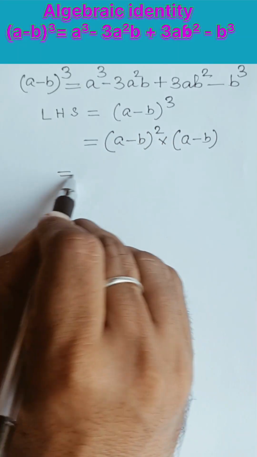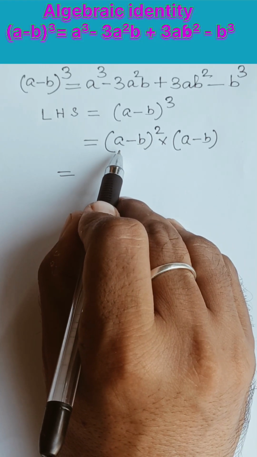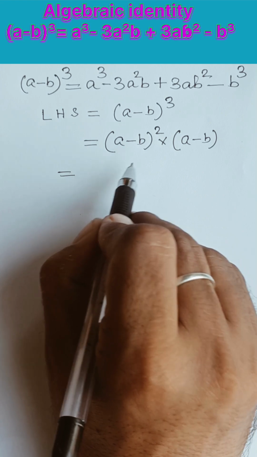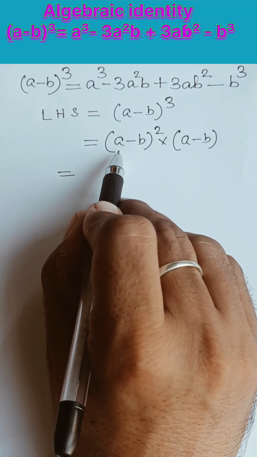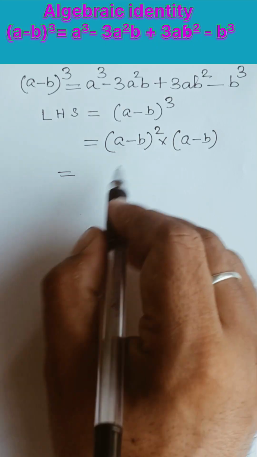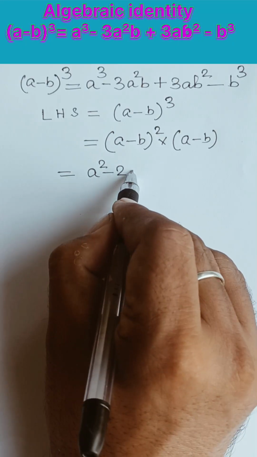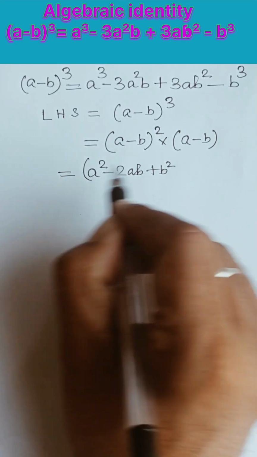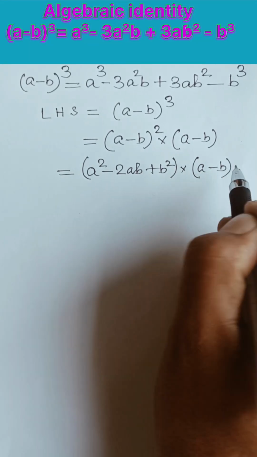Now this is the (a - b)² identity. So I know that (a - b)² will give you a² - 2ab + b². Those who are new to my channel can see my previous video. I have already derived this formula for the students. So directly we can write (a - b)², that will give me a² - 2ab + b². Right?